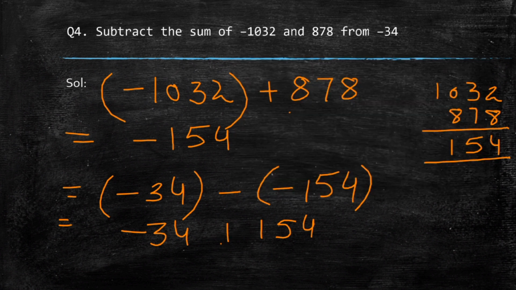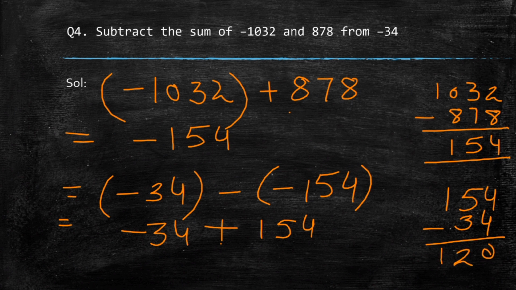Now minus 34 plus 154. Again, when we are having two opposite sign numbers, one is negative, another is positive, you are going to ultimately subtract. So 154 minus 34. The answer would be 120. So the answer is plus 120 because 154 is greater than 34 and 154 is a positive number.